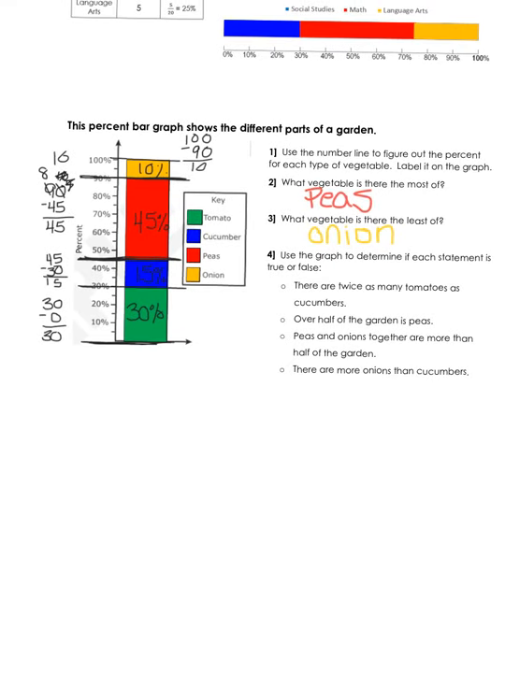So let's look here. We're going to use the graph to determine if each statement is true or false. Let's look at the first one here. There are twice as many tomatoes as cucumbers. Let's see, how many tomatoes are there? Tomatoes, there are 30. And cucumbers, there are 15. Well, 15 is half of 30. So that means 30 is twice as big as 15, so this is true.